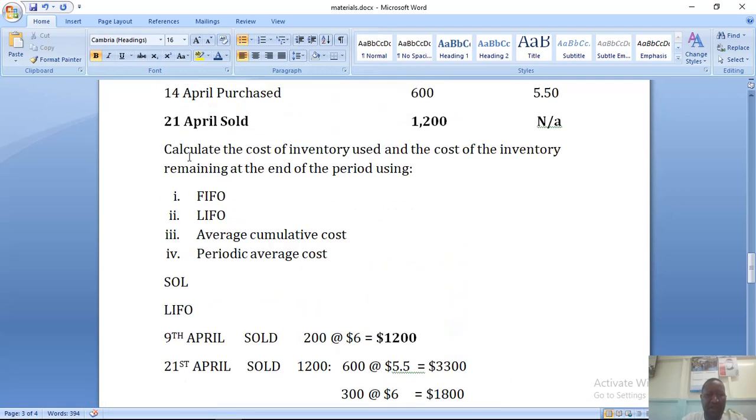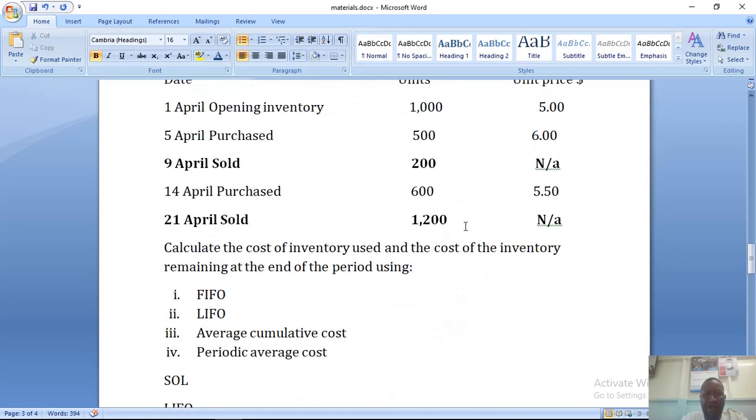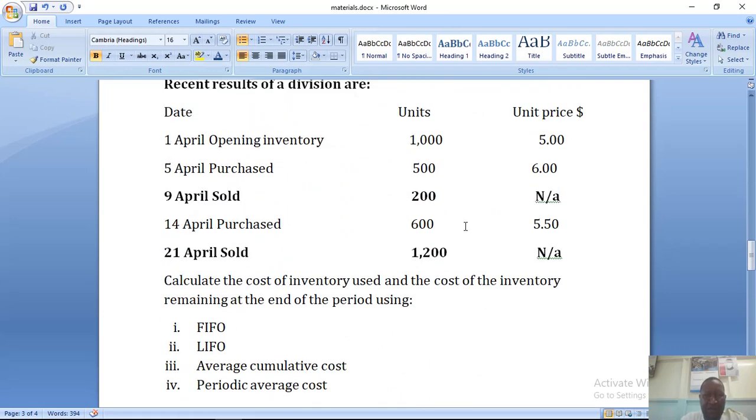So we've calculated the cost of inventory used or issued. What's the cost of closing inventory? Now let's come back to our results here. 600 units have already been issued, 500 units have already gone, and we have touched 300 units from the opening inventory of 1,000. So we should be remaining with about 700 units from this consignment at that price.